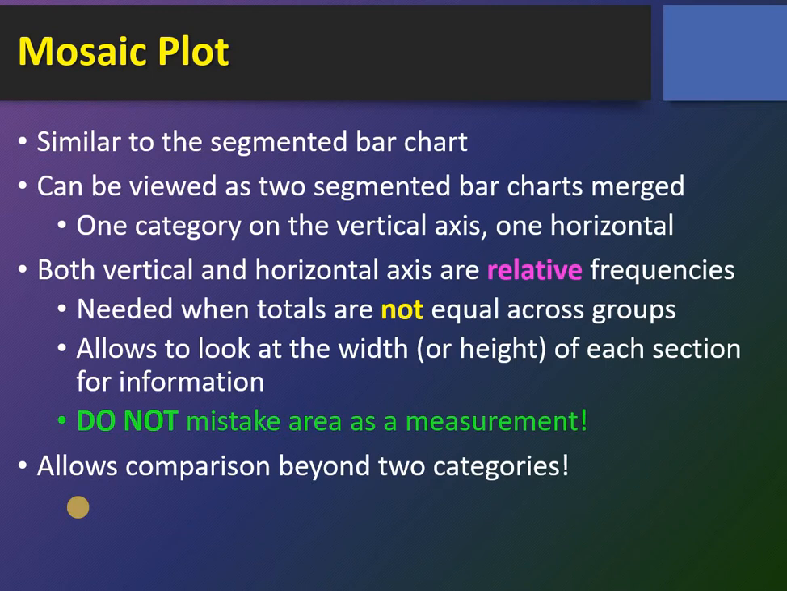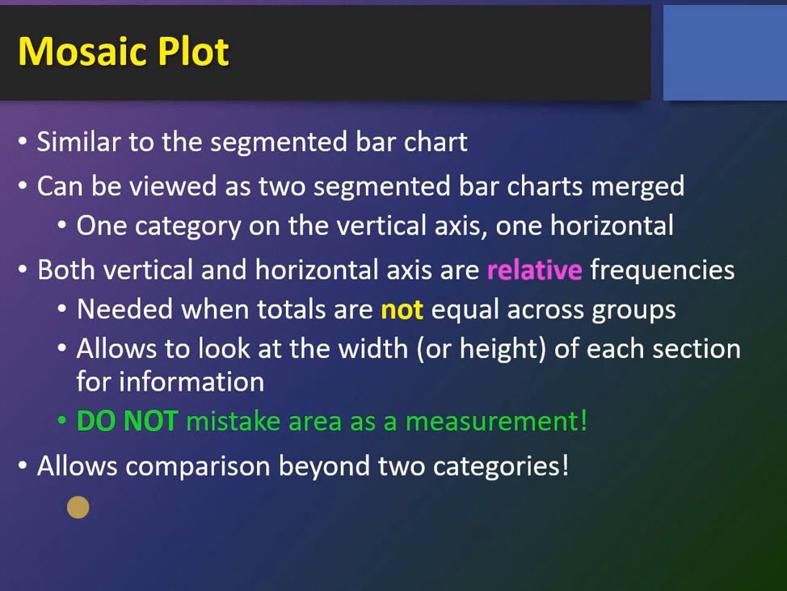And basically what I need to make sure that you understand here is this says that both axes are relative. What does relative mean? Percents. Your axes must be in percents in order for this to work. And we're not looking at the area that's represented in a box. We're looking at one dimension at a time. So we're looking at either the width or the height.